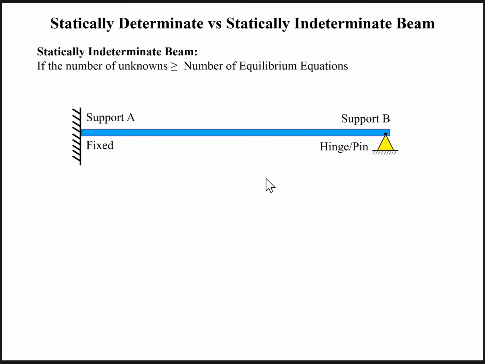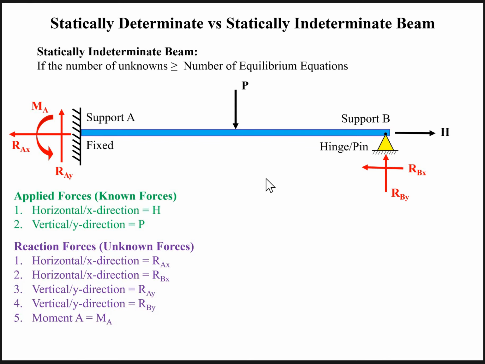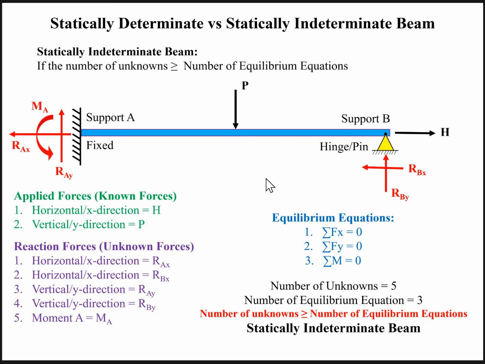Let's have a look at the second case, in which we have a beam which is supported by a fixed support at A, and at B we have a hinge support. We have 2 applied forces which are the known forces H and P, and we have 5 unknown reaction forces, 3 at support A and 2 at support B. So in this case, the reaction forces are exceeding the number of applied equilibrium equations, which makes this beam a statically indeterminate beam.